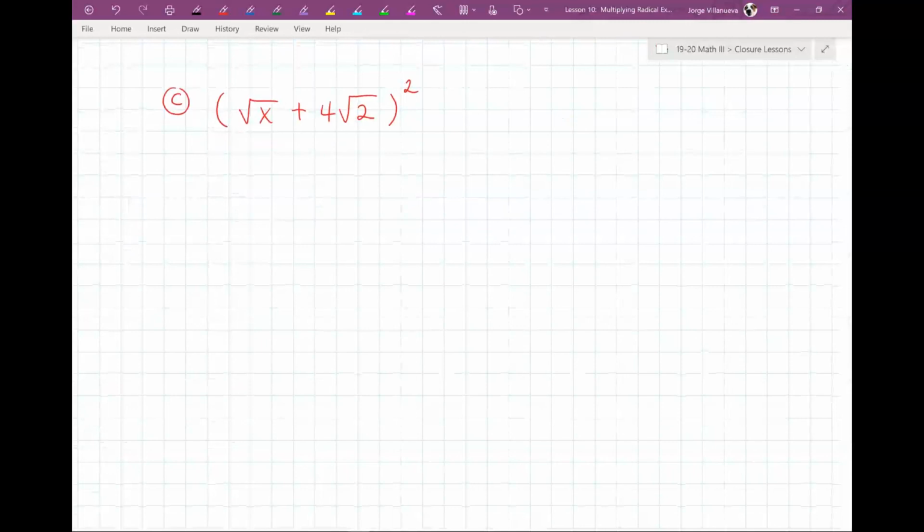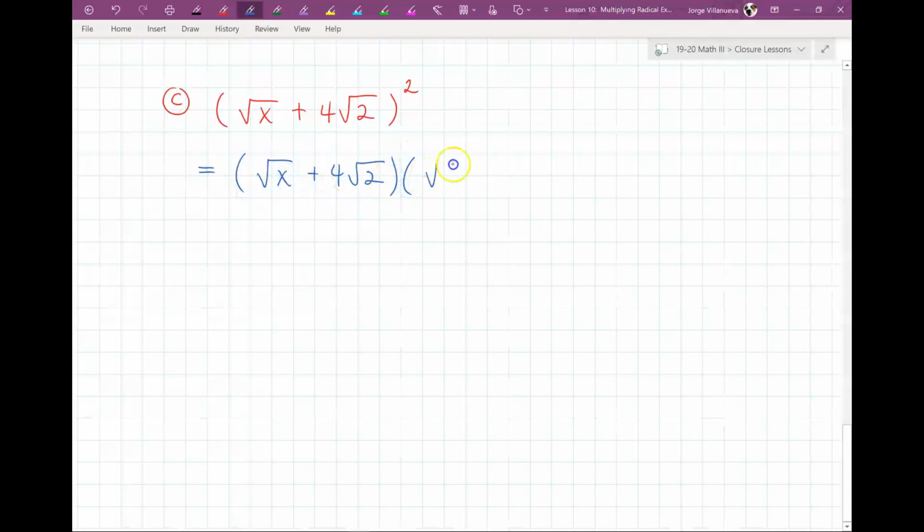For this one, you see radical x plus 4 radical 2, squared. That basically means you get to rewrite this as radical x plus 4 radical 2 times radical x plus 4 radical 2. The power of 2 means write it twice. So that's what I did. Now I'm going to do FOILing again. So we're going to multiply first, outer, inner, last. And then we simplify once we're done.